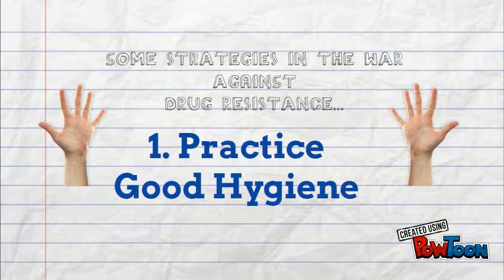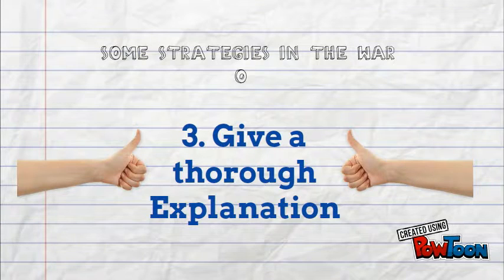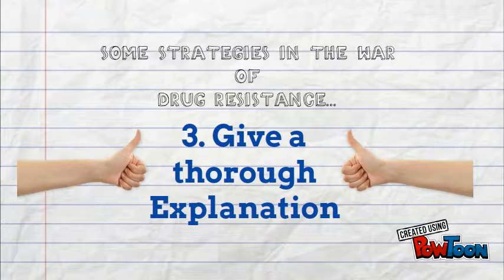Something as simple as washing our hands helps to control and prevent the spread of diseases. Number 2 strategy, education is crucial. The more we inform our patients, the more they will understand. Number 3 strategy, give a thorough explanation. Explaining to our patients why an antibiotic will not cure a viral infection will reduce the pressure to prescribe one.